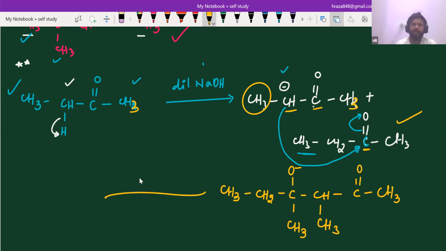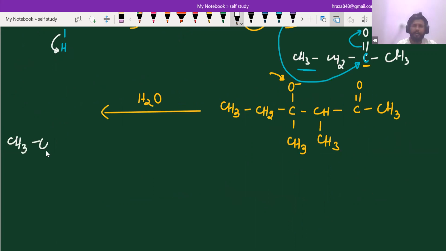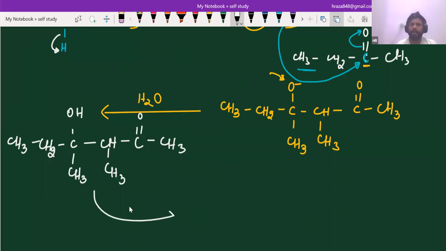And after that, you need to do H2O hydrolysis. That means H plus will attack on this, and you will get a product that is a beta hydroxy carbonyl compound. It will be CH3, CH2, and then C, and this will be OH, and then CH3. After this, you can see this is your CH, and then again CH3, and then C double bond O, and then CH3. After this, to do the aldol condensation, you are going to heat it so that H2O will be removed or eliminated.